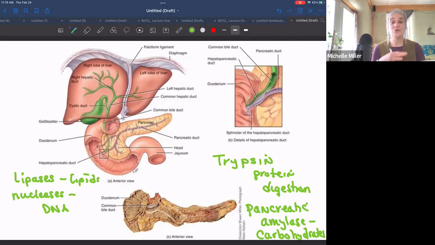So the difference between the endocrine and the exocrine function are very, very distinct. And there's actually different cells in the pancreas that do these two specific functions of the pancreas.